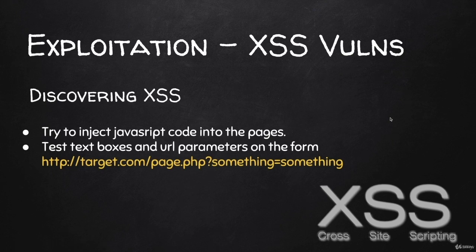So let's talk about how to discover these kind of vulnerabilities. Very similar to SQL injections, the way to do this is you browse through your target and try to inject any text box or any URL that looks similar to this. So whenever you see a URL with parameters, try to inject these parameters or try to inject into text boxes.